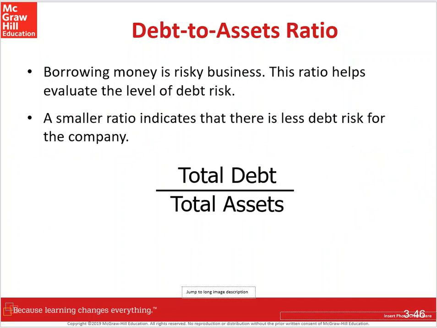Let's take a look at debt to assets ratio. Anytime we borrow money, there is an inherent debt risk. So borrowing money comes with debt risk. And that risk is, are we going to be overburdened by paying down our debt by making the payments on it plus interest? So this helps the company to evaluate the level of debt risk. And a smaller ratio indicates that there's less debt risk for the company. So if we start with debt, by the way, is liabilities. So we can say our total liabilities divided by our total assets.